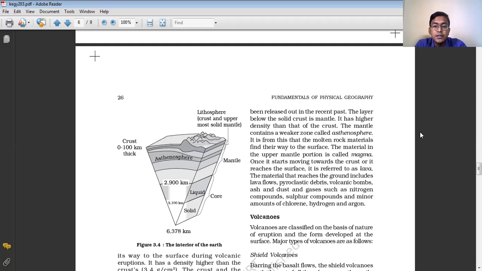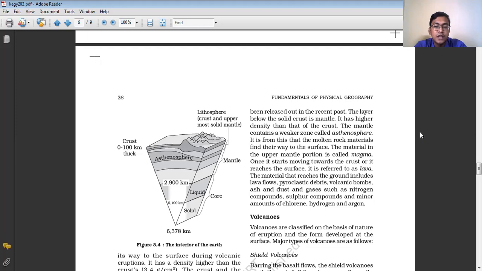The mantle contains a weaker zone called the asthenosphere, and it is from this that the molten rock materials find their way to the surface. The material in the upper mantle portion is called the magma. The molten material found in this upper layer of the mantle, also known as the asthenosphere, is known as the magma.